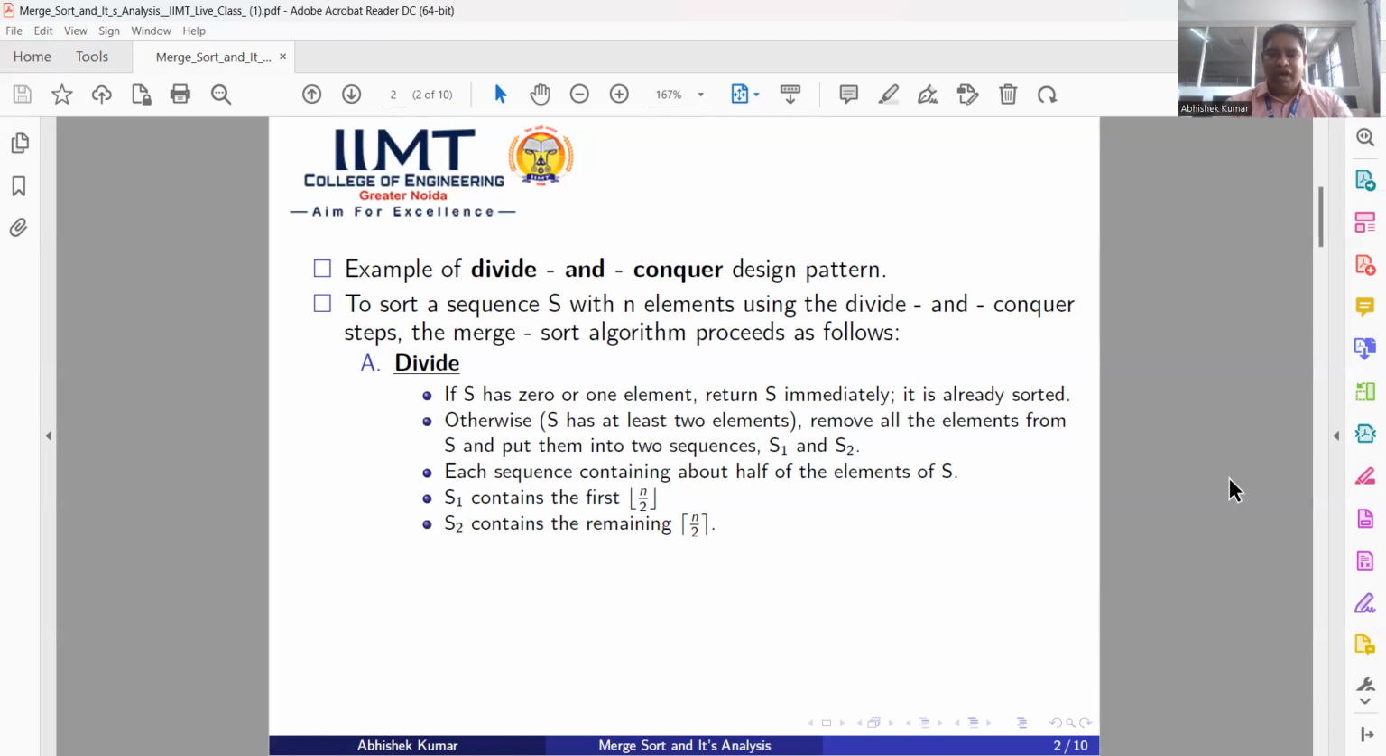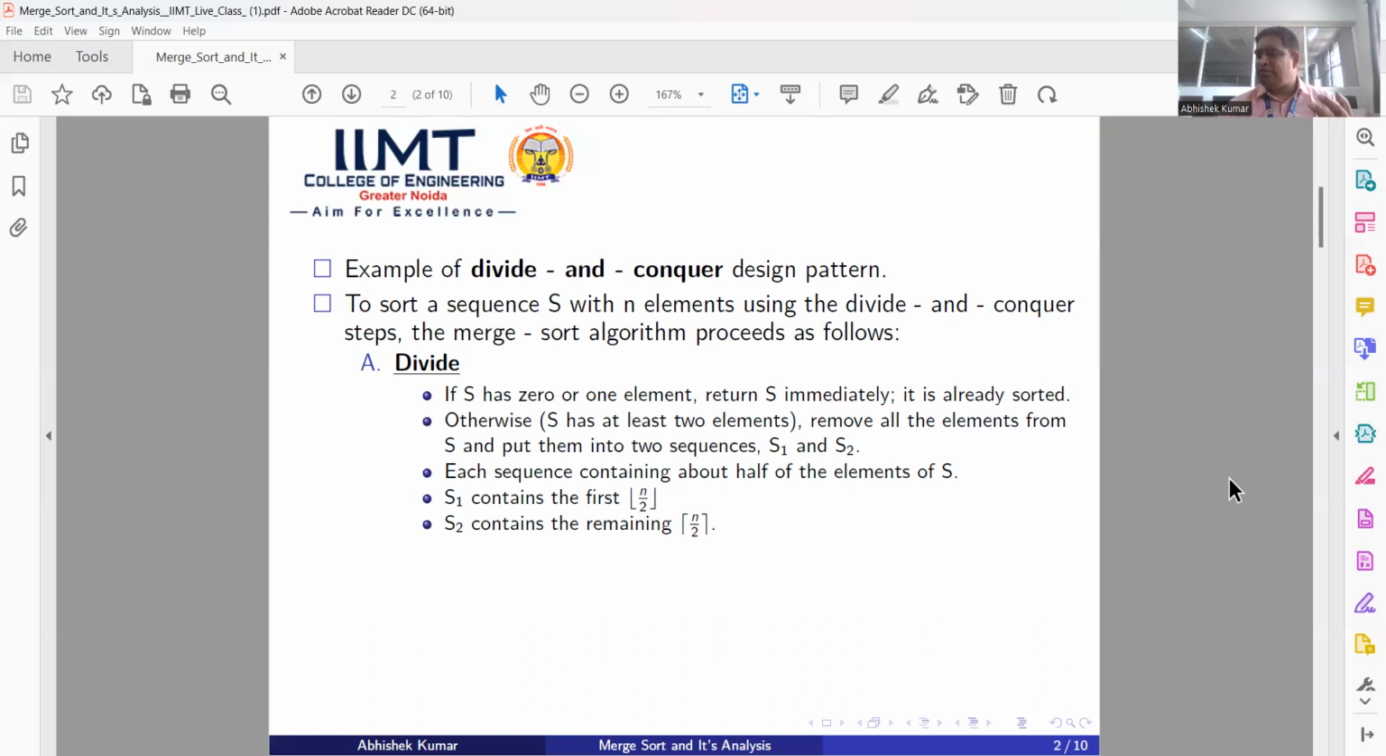If any sequence has 0 or 1 element, we can say that the problem is smaller and it is already sorted. Otherwise, if a particular sequence has at least 2 or more elements, we are dividing that sequence into 2 different subsequences.